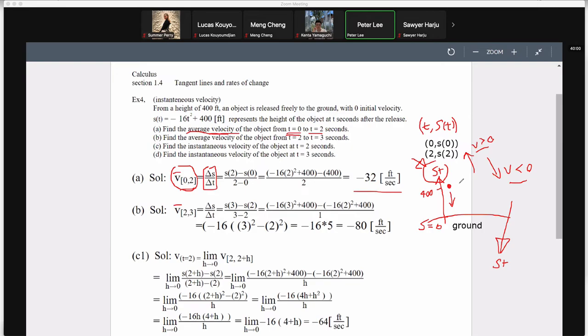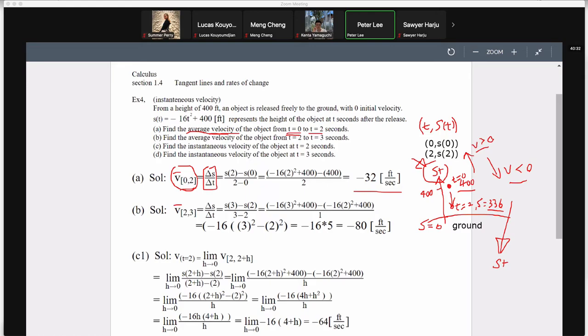In fact, this is at 400 here when t equals 0, and the point is actually right here when t equals 2. You know what s was? S was 336, we got that. So from t equals 0 to t equals 2, how did s change? S actually went down by 64. That is, the change in s is minus 64.